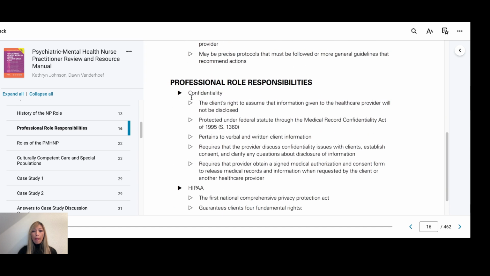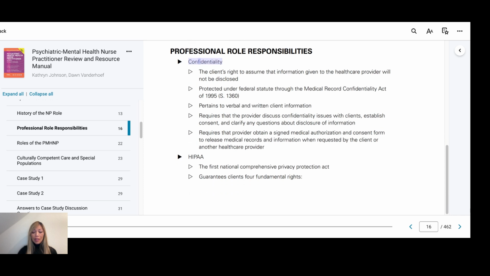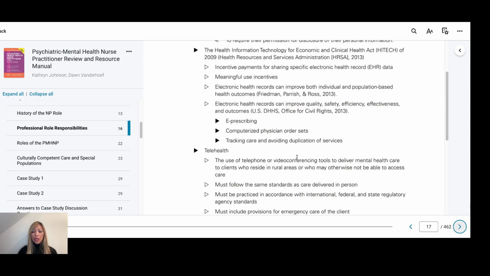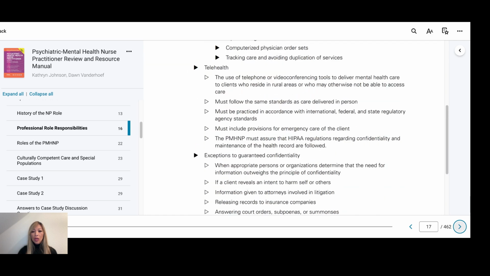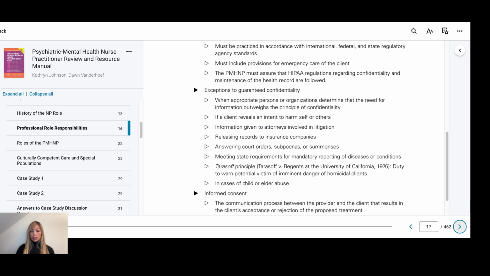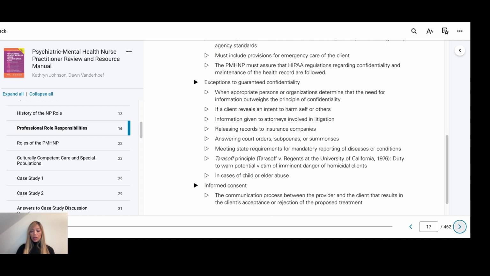Okay. Confidentiality, number one. We are already practicing this, but it's still high yield to know about those things in HIPAA. Let's see, telehealth, definitely this is the age of it now, and what the rules for that are, as far as the standard of care to deliver that to our clients. Okay. All right, there are exceptions to that and to guaranteed confidentiality.